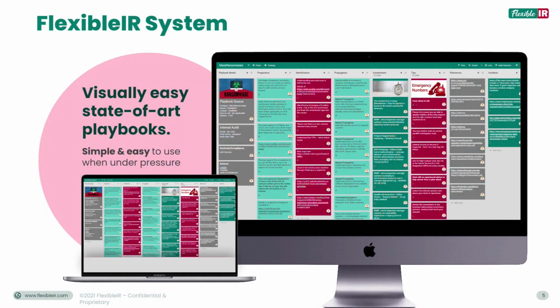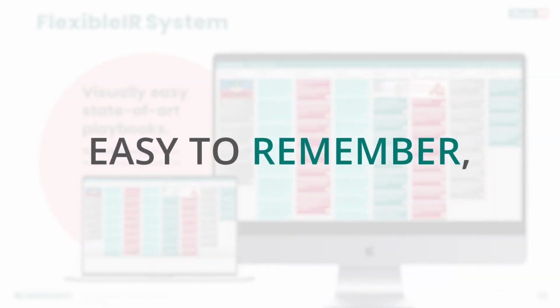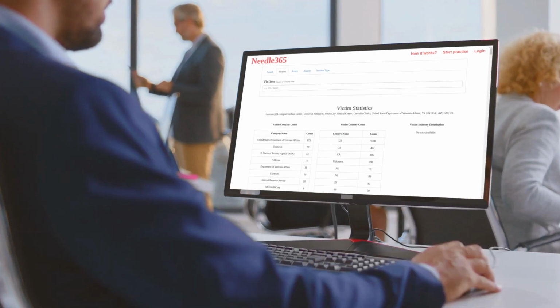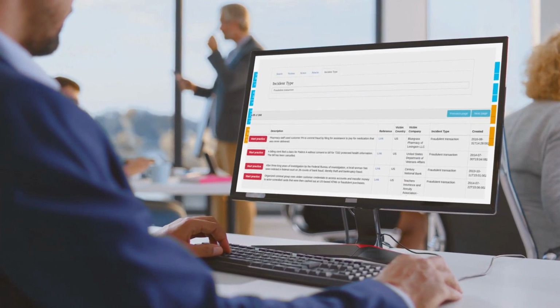At this point, we have Flexible IR coming in. Flexible IR provides visually easy, state-of-the-art, simple playbooks. Easy to remember, easy to practice. But not only does Flexible IR provide playbooks of various kinds, it's also a platform which can be used for practice, where you can conduct drills, take up scenarios, and get better. Because at the end of the day, having something is great, but being able to execute in an efficient and quick way is even more important.